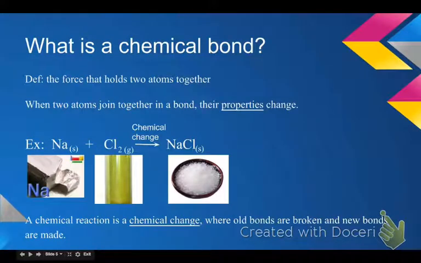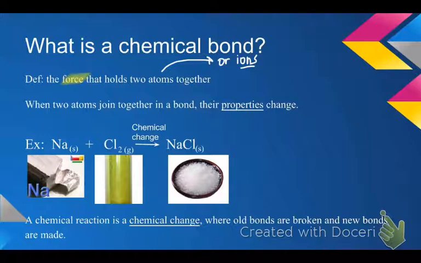So let's define a chemical bond first. What is it? It is a force that holds two atoms together. And this definition is intentionally vague. Doesn't say what kind of force, it just says a force. So it is a force that holds two atoms together. In fact, we could even say two atoms, or we could say ions, because some have charged atoms that hold them together.